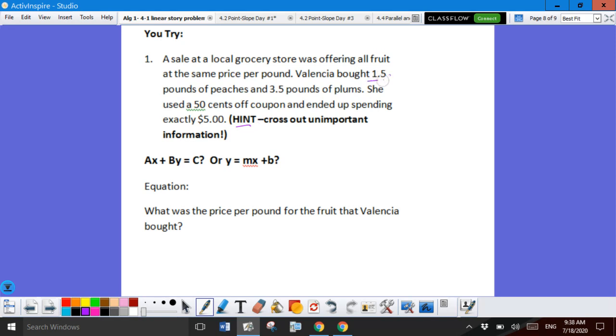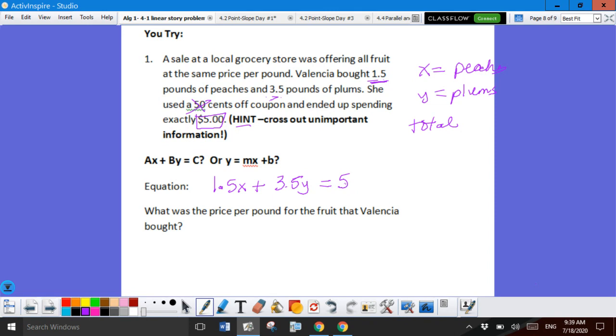Well, I know I need this 1.5 and I know I need this 3.5 because x is going to equal peaches and y is going to equal plums. And I know that I need this $5 because that is a total. So I think the one that I don't need is the 50 cents because it already took it off the total cost. So my equation would be 1.5x plus 3.5y equals $5.